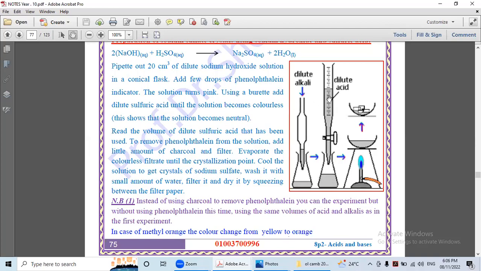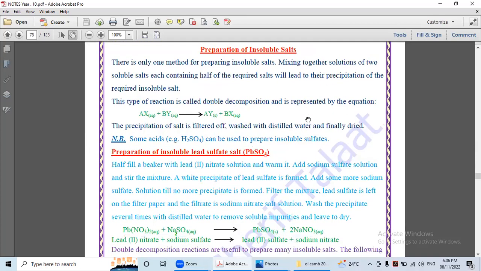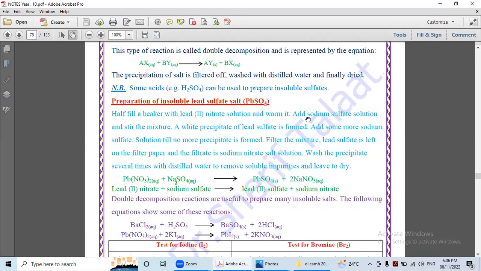Why do we use indicator at the beginning? To indicate the end point. Why do we repeat without indicator? To obtain pure crystals. And then crystallization: heat, cool, filter, dry. The last one, preparing insoluble salts.